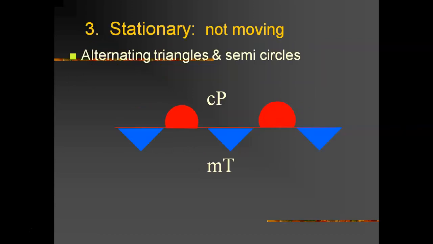Another front is a stationary front. So we've got the meeting of unlike air masses, but at this point in time, neither is advancing. So the symbology uses both the cold front and the warm front, and it's shown on opposite sides of the line to indicate that it's stationary.